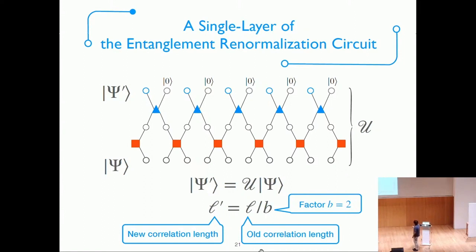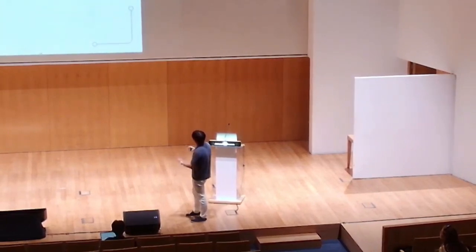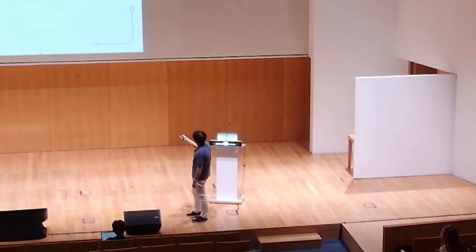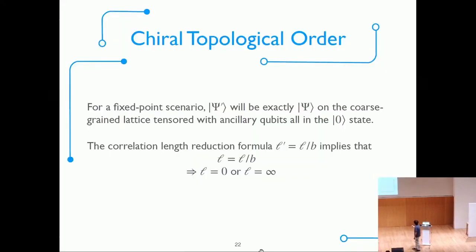Now, if we want to find a MERA that has a fixed point wave function, this fixed point wave function has to look exactly the same as the old wave function before you apply one step of MERA. So psi prime has to equal psi. That makes the new correlation length L prime equal to the old correlation length L. Then you have the equation L equals L divided by b. If you solve this equation, there are only two possibilities: either L is zero, meaning zero correlation length, or L equals infinity.